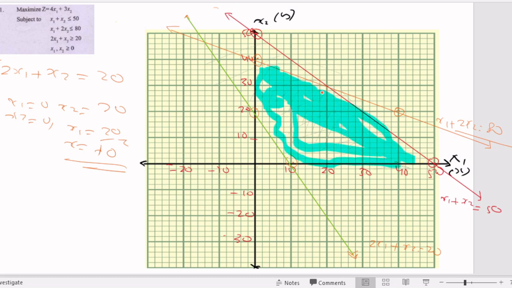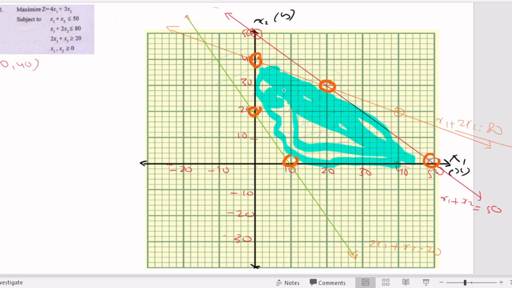And what are the coordinates of this feasible region? This coordinate, this one, this for sure, this one and this one. So we need to find a total of 5 different points, coordinates of 5 different points, to get the exact solution at which the equation can be minimized. Looking at this, this particular point is straightforward, 0 comma 40, one point. Second, this point 0 comma 20, this one 10 comma 0, and this one also 50 comma 0.